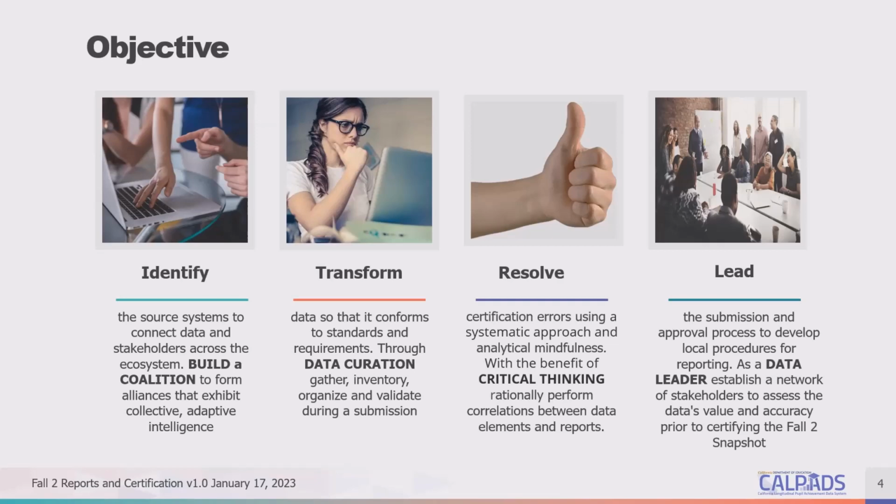Then, of course, you need to be able to resolve certification errors as part of the Fall 2 process or any of the submission processes. This is best done with a systematic approach using analytical mindfulness. This would be an example of critical thinking. Nothing is straightforward in CALPADS. You all should know that if this is even your second day.